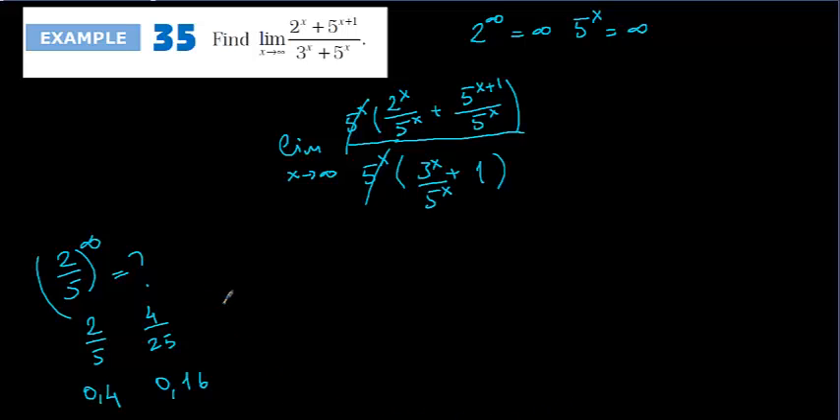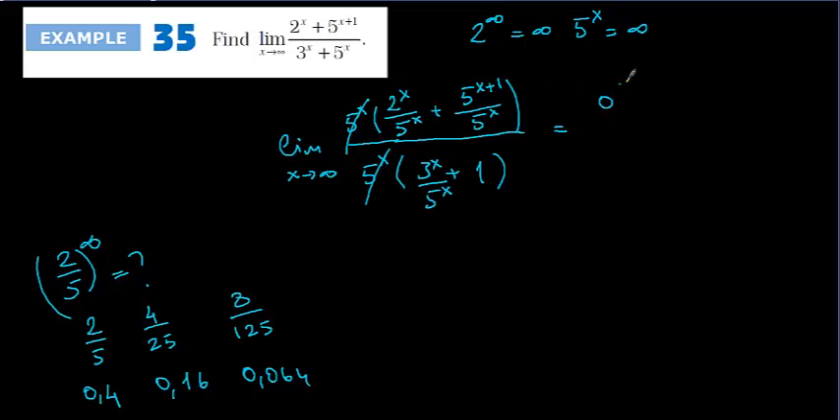Or when you take the third power of it, it's going to be equal to 8 over 125, which is equal to 0.064, a very small number. As you see, when you continue to increase the power, the number gets closer to 0. So when you go to infinity for these numbers, the result is going to be equal to 0.